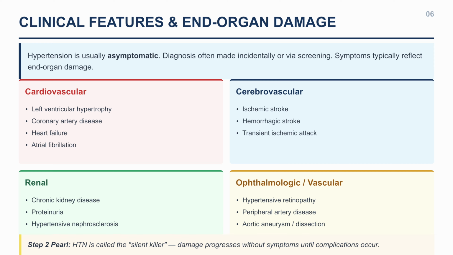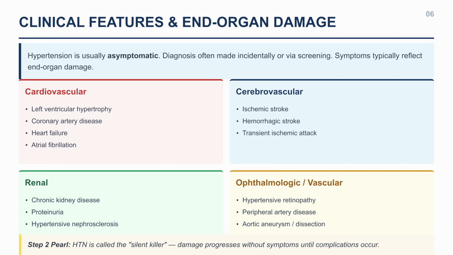Hypertension is often called the silent killer because it is usually asymptomatic. Most patients are diagnosed incidentally or through screening. Symptoms typically appear only when end organ damage has developed. 4 main systems are affected.